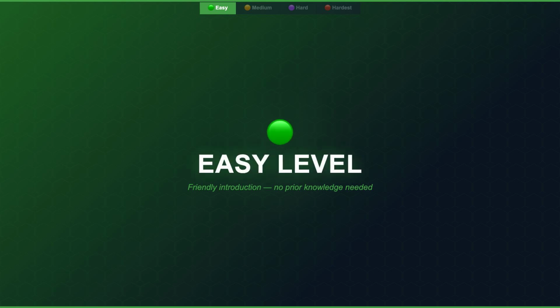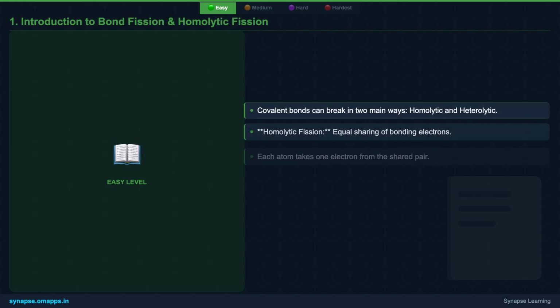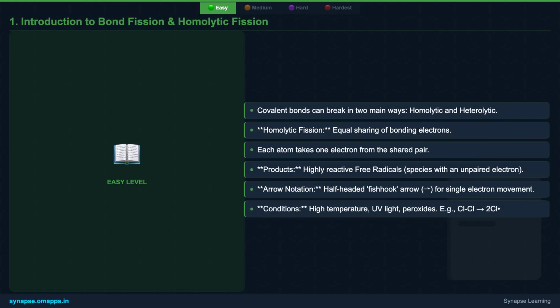Let's start with the basics. What are the two main ways a chemical bond can break? It's simpler than you think. Come along. Imagine a covalent bond where two atoms share a pair of electrons. This bond can break in two distinct ways.